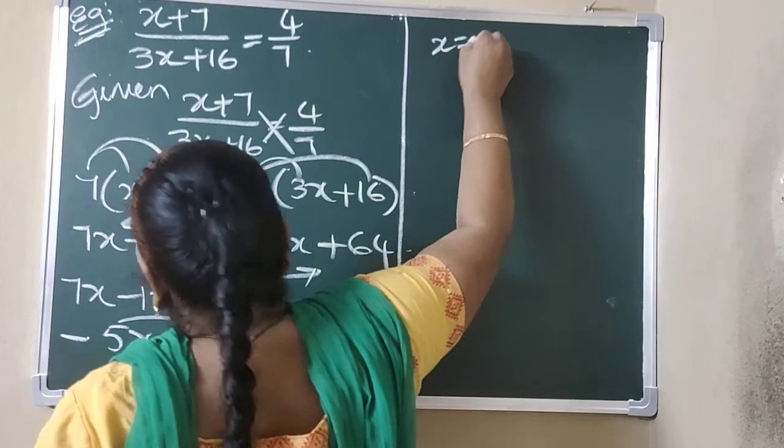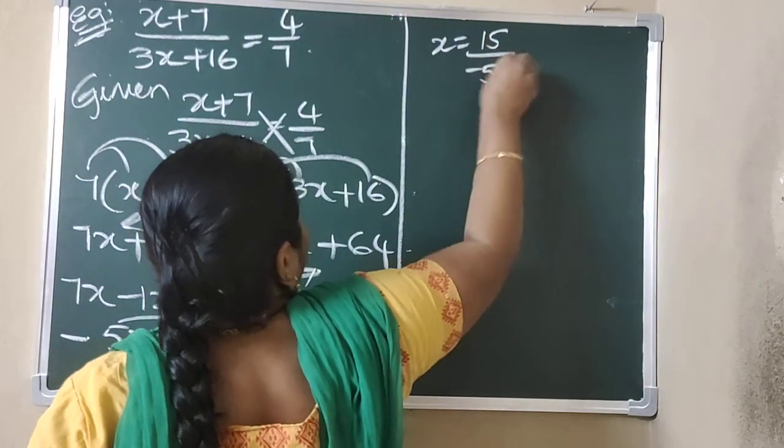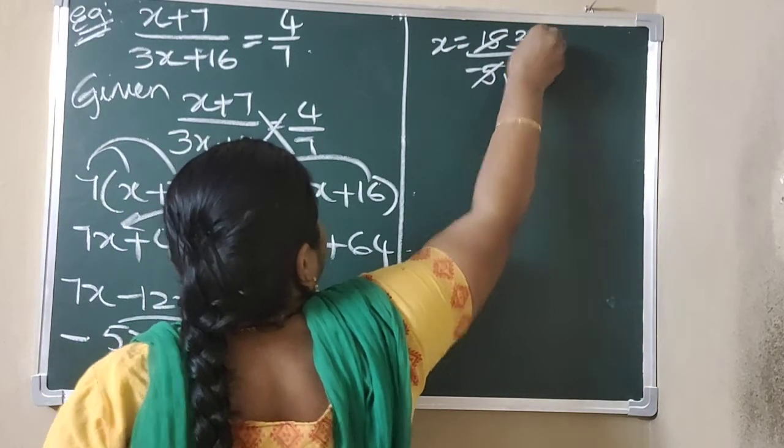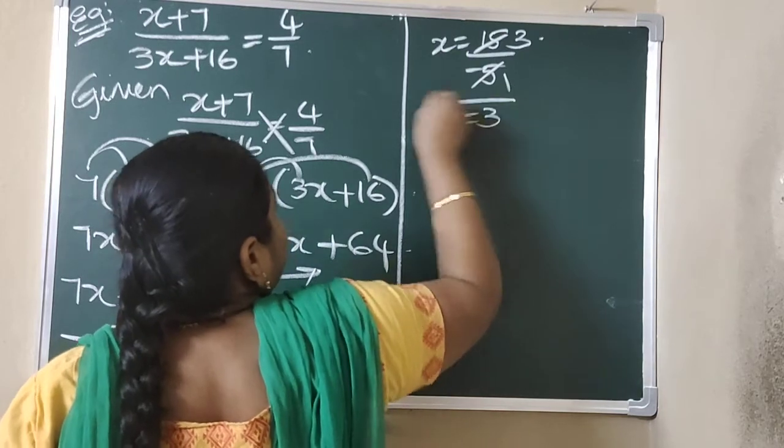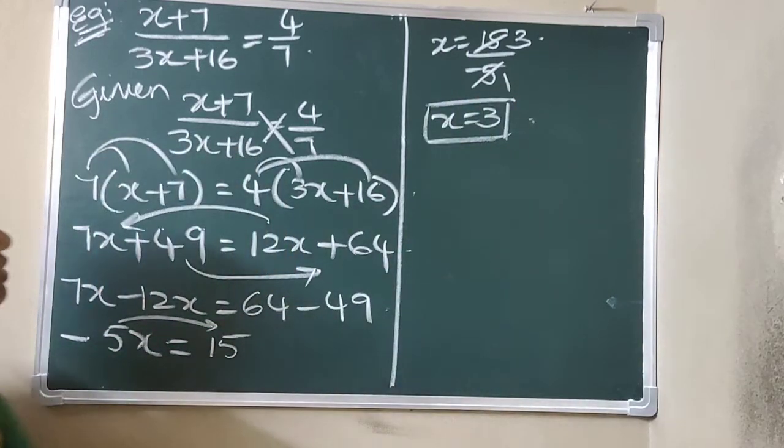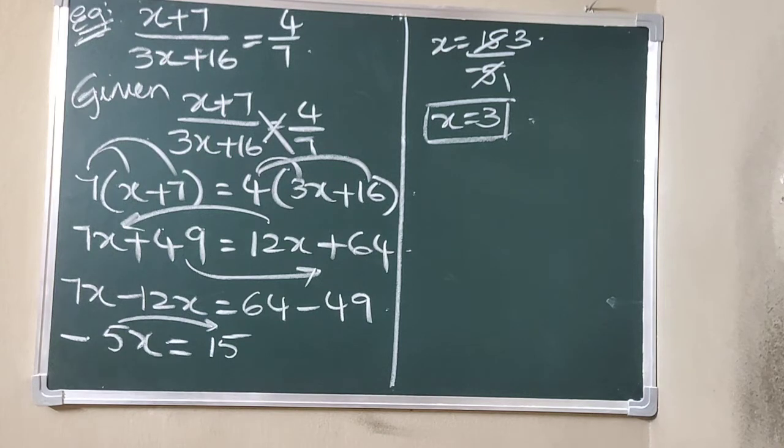So x will be equal to 15 by minus 5. 5 ones are 5, 5 threes are 15. So what is the x value? X value is minus 3. So this is our next example. Next one.